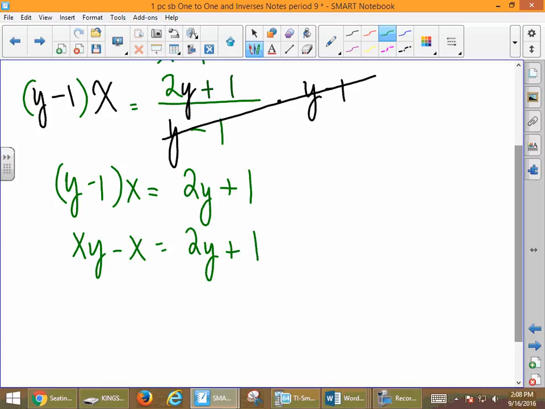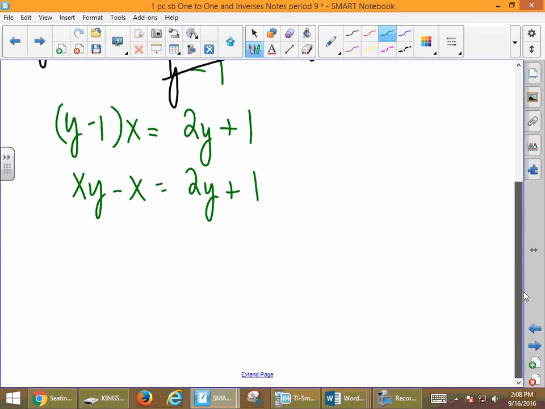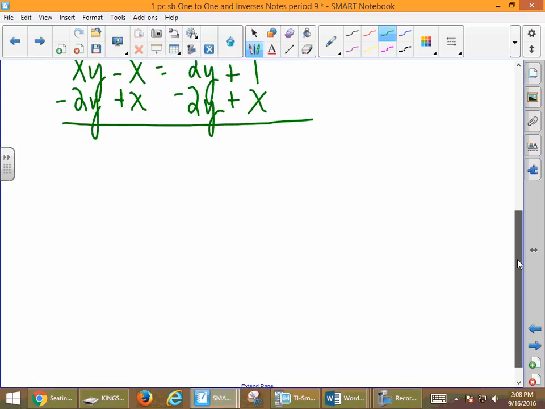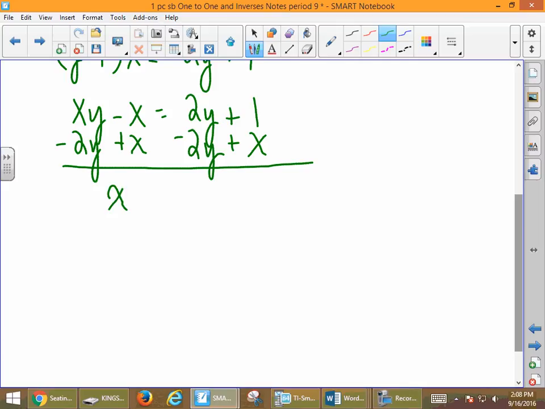Remember, our goal is to solve for y. We have a y on the left side of the equation and a y on the right side of the equation. We need to get them on the same side. Do you have any preference in terms of the side? Me neither. In general, I tend to move the letter I'm solving for to the left. So I'll move the 2y over here, and then let's move the x over to the right side. That leaves us with xy minus 2y equals 1 plus x.